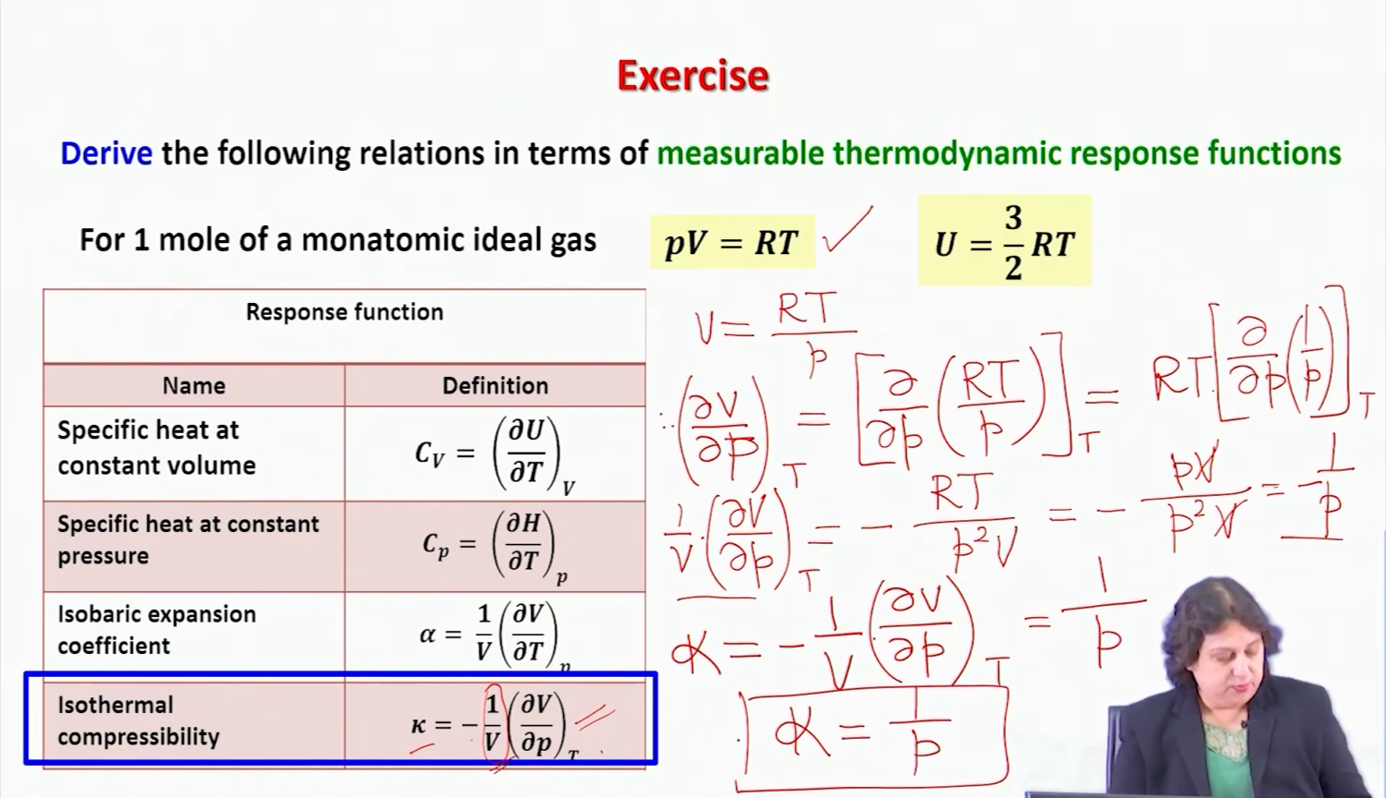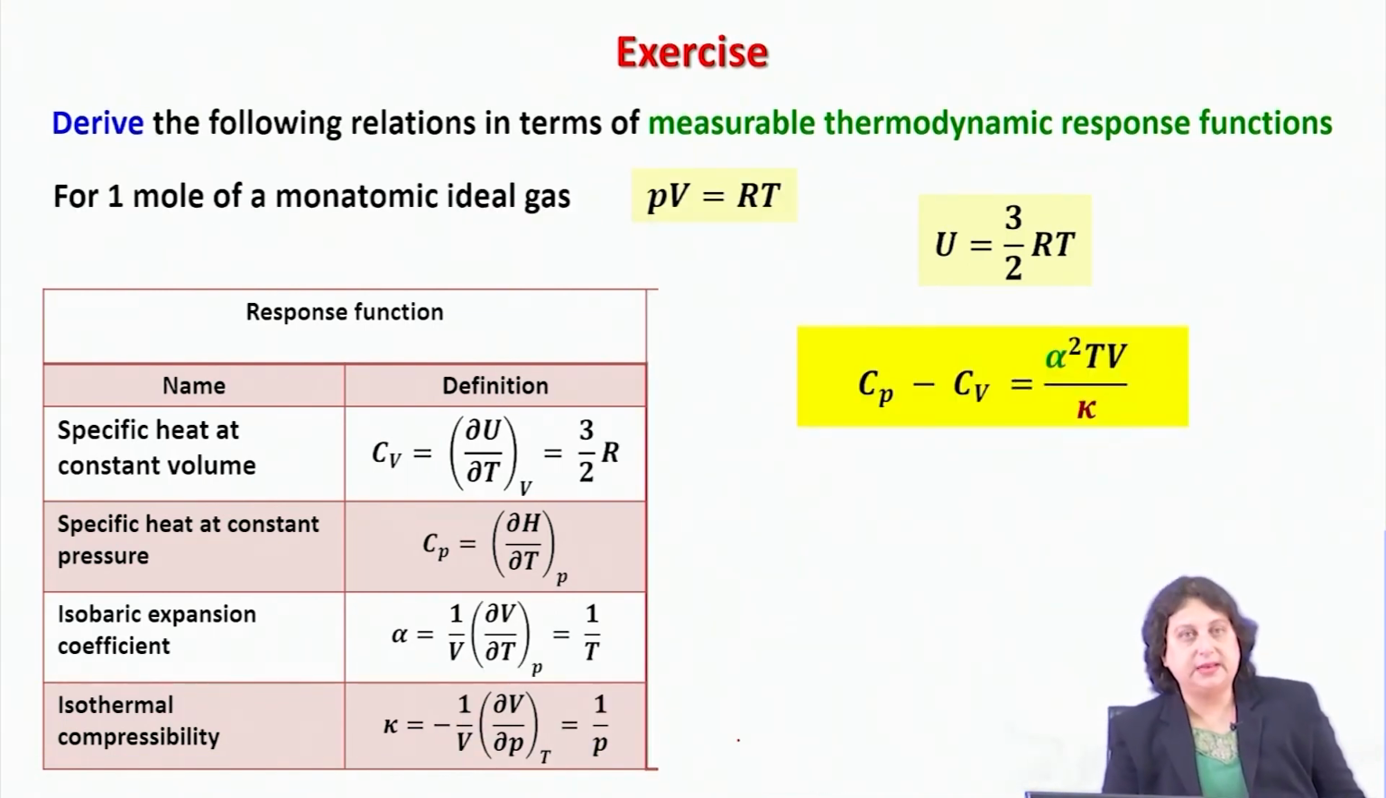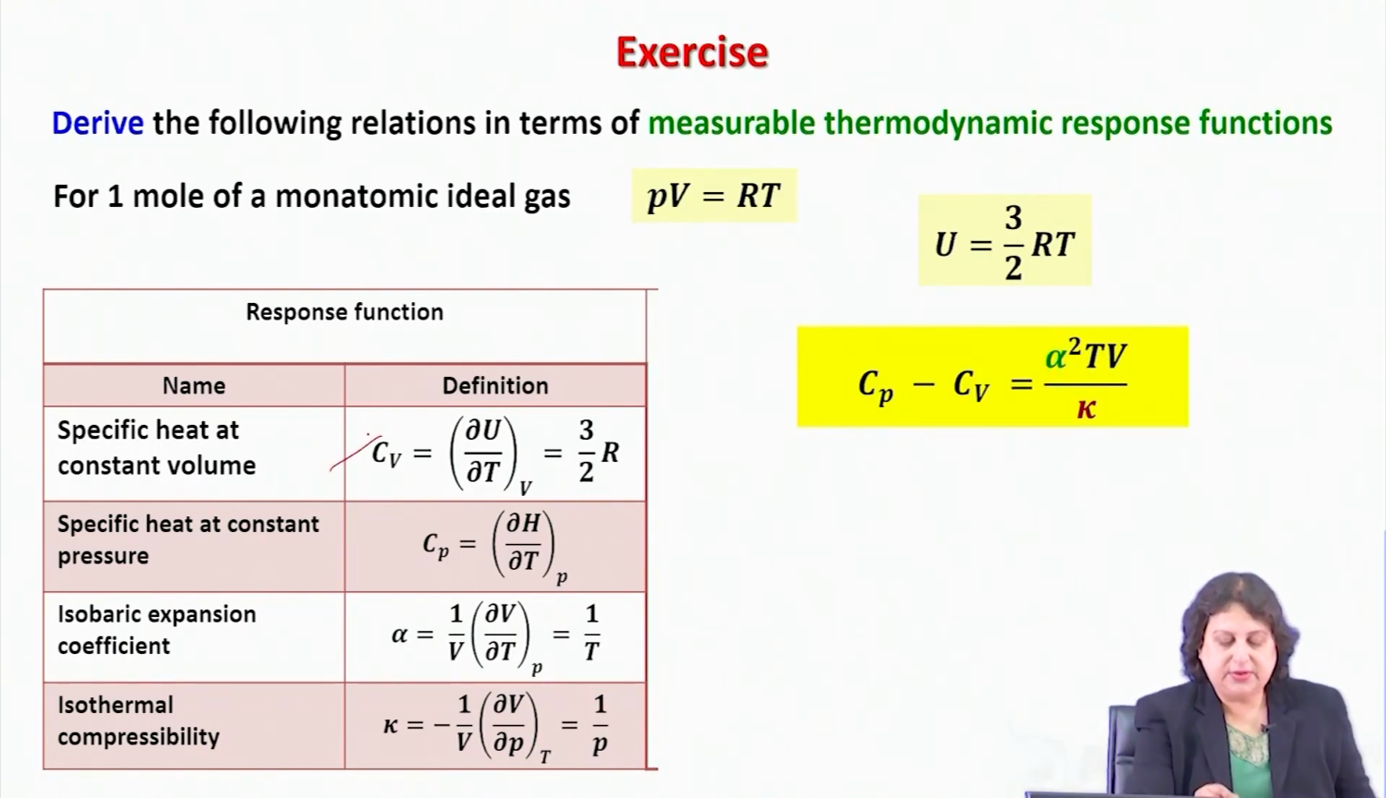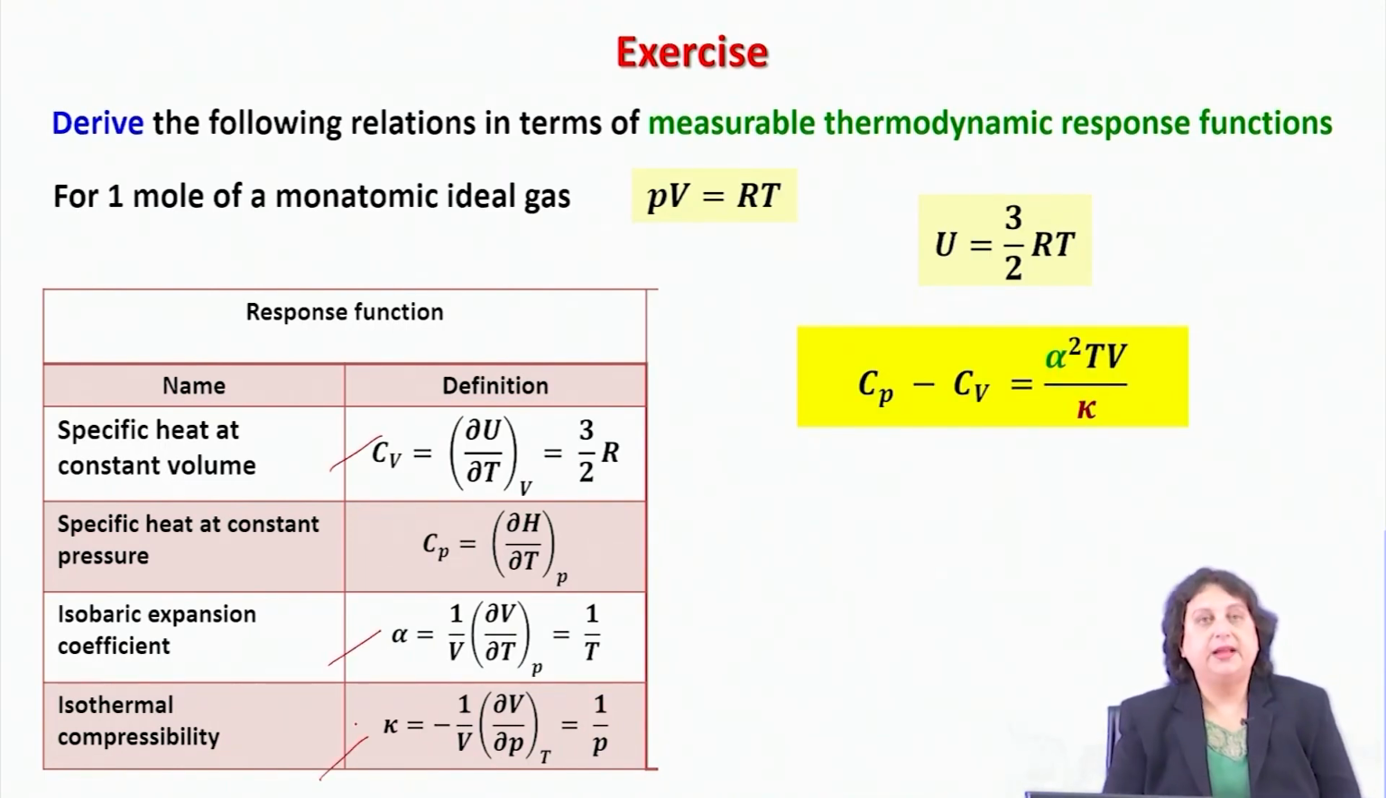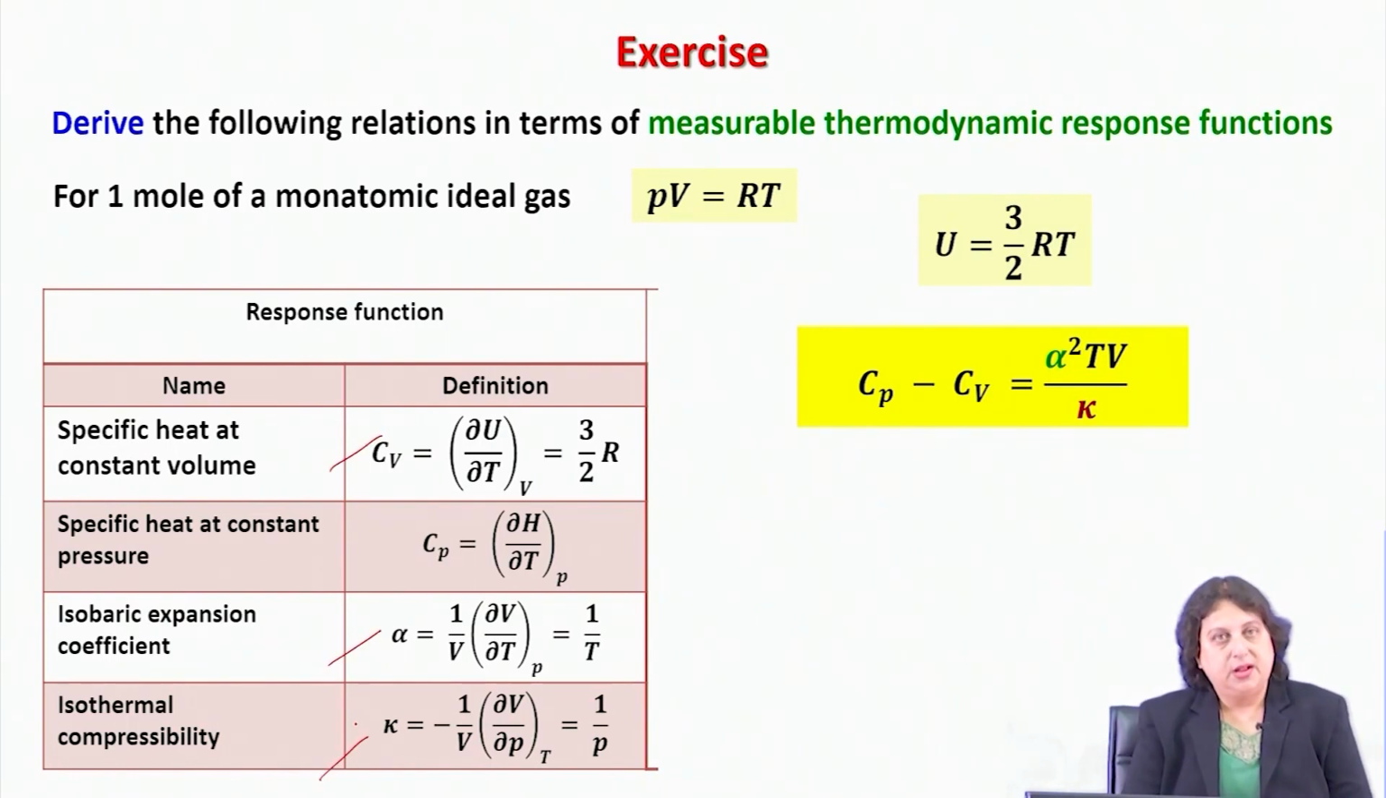So if I move forward and use these three relationships that I have already derived in this expression, that Cp minus Cv is equal to alpha square Tv by kappa, what is it that I can find out?